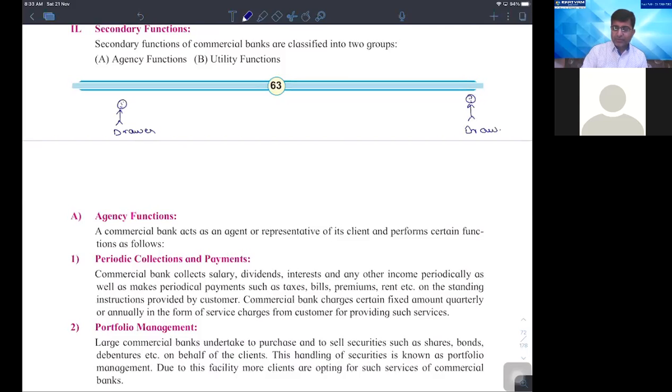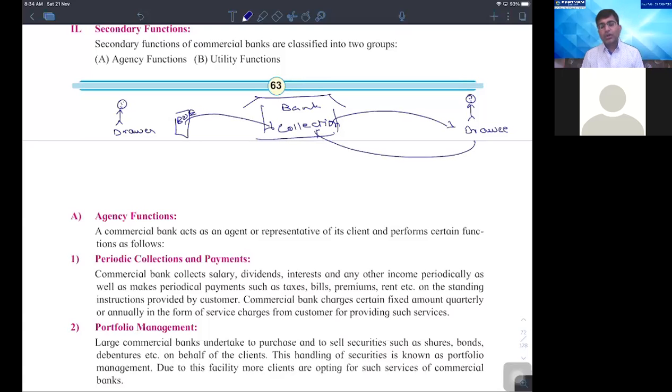Now, on the due date, you do not have the time to collect the money from your drawee. So what you do, you appoint a bank for collecting that money from the drawee. So drawer gives this bill of exchange to bank for collection. And bank will go to the drawee, collect the money and give it to the account of drawer. This is how that agency function works.